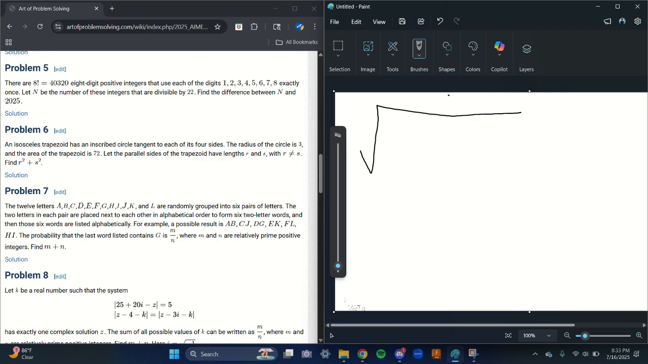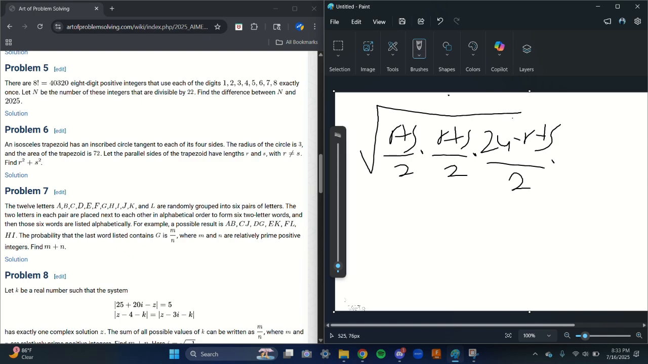So Brahmagupta's gives us the semi-perimeter is going to be 12 plus r plus s over 2. And so if we do s minus the first side length, which is r plus s over 2, times r plus s over 2, times 24 minus r plus s over 2. Remember, we subtracted the semi-perimeter from 12 and 12, and now we'll subtract it from r and s. And so then we subtract it again. We subtract it from s here. Oops. And again, they give us that this is equal to 72.